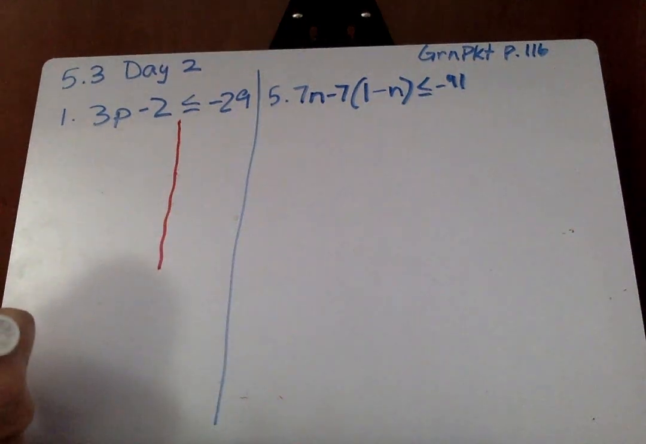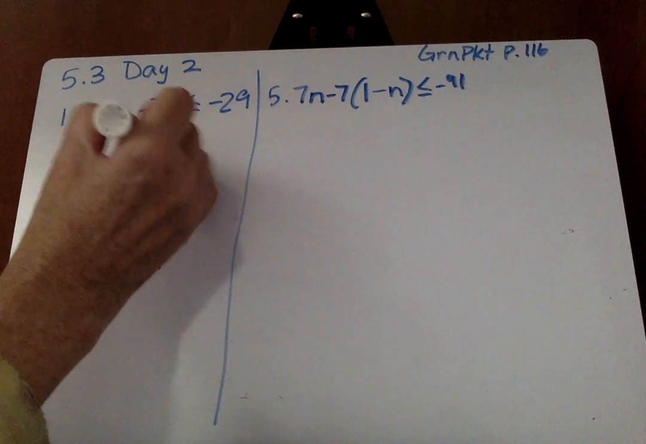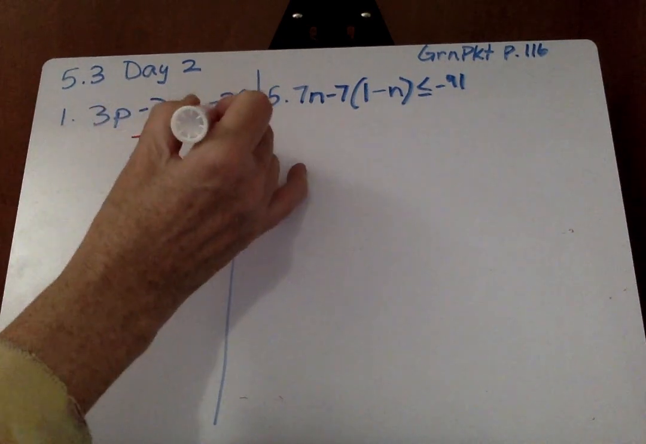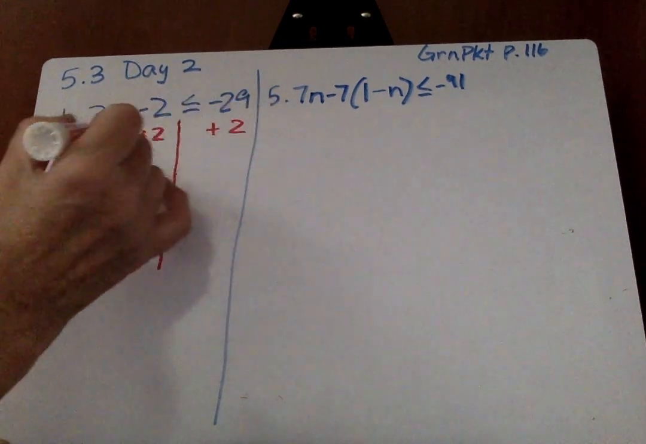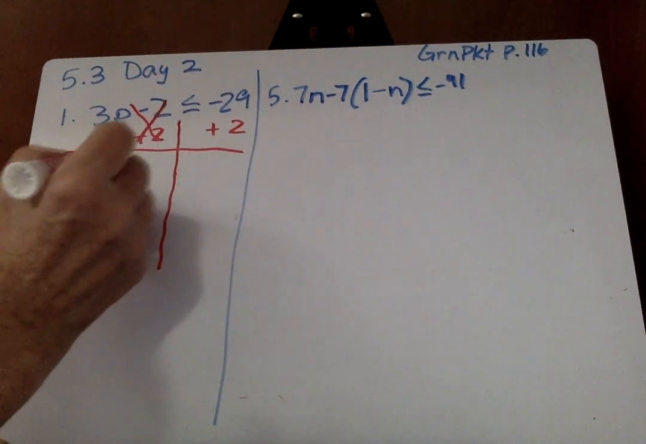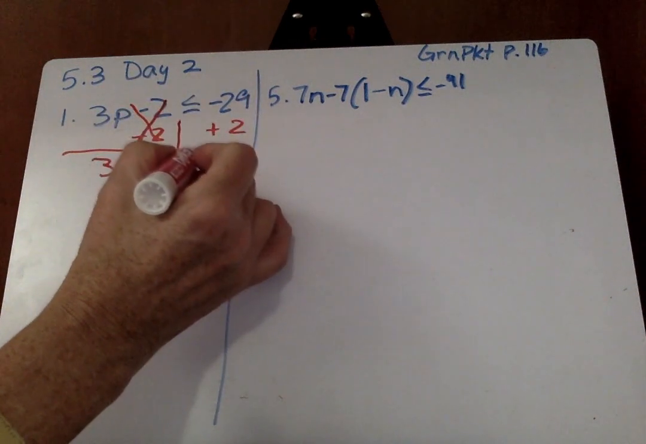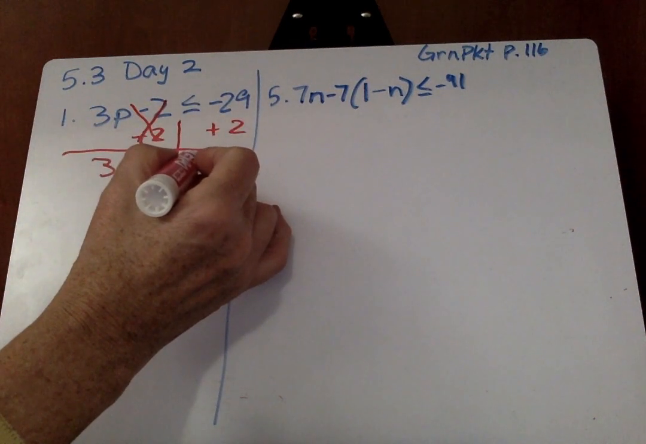Draw a line down the inequality sign. We're trying to get the variable by itself. And again, 90% of the time it's going to be add or subtract first. So we're going to add 2 so that this will go away. Now 3p comes on down here. Negative 29 plus 2, battle or a party? It's a battle.